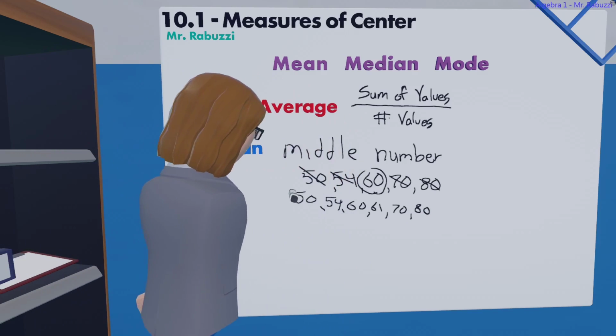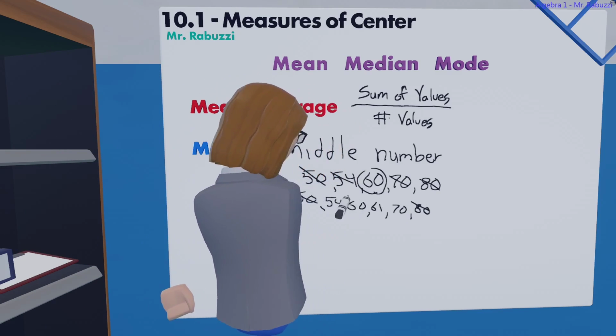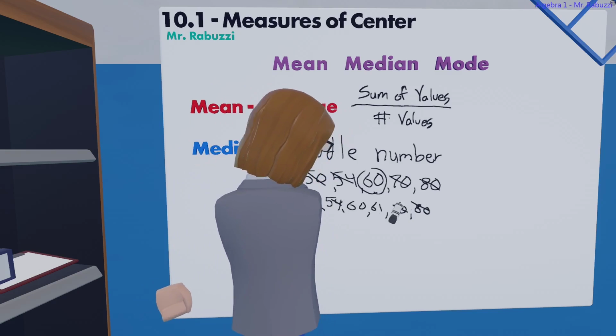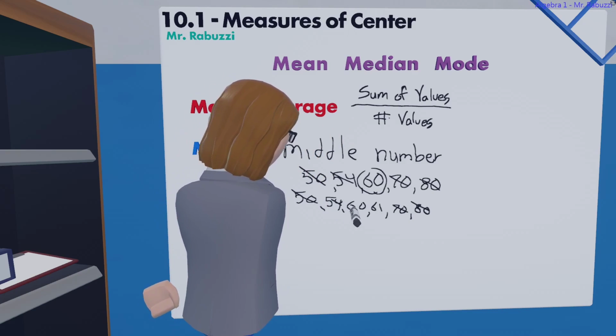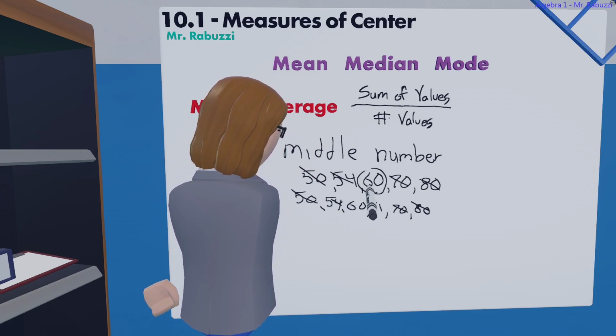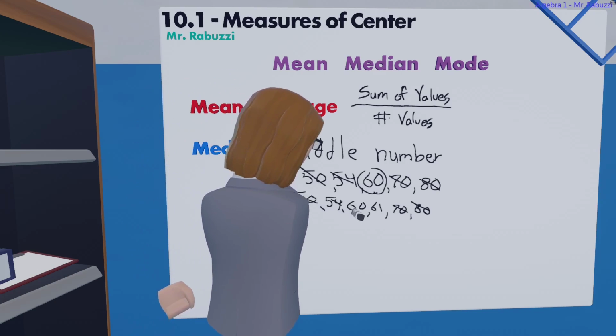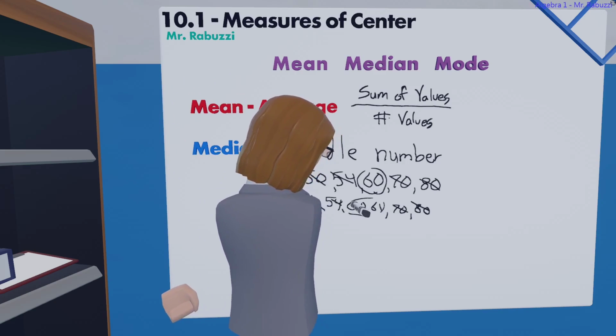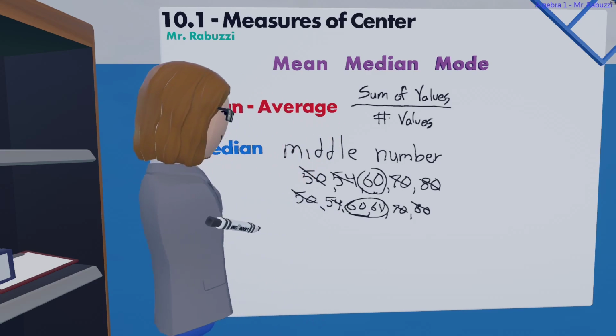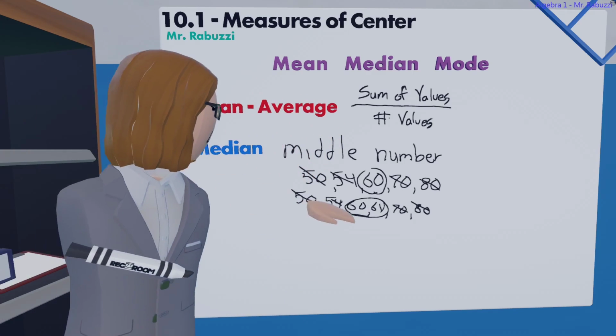Okay, let me try again. Cross out the bottom, cross out the top. Bottom, top. But if I cross out the bottom and the top again, I'll have nothing left. So if you have 2 numbers left, you need to circle them both, and you will find the average of them. You'll find the mean of those 2 numbers.